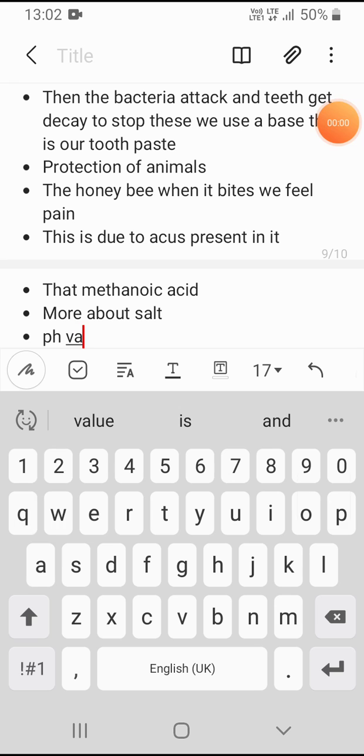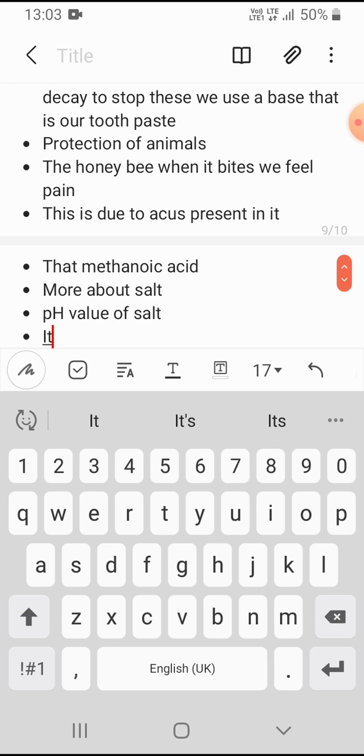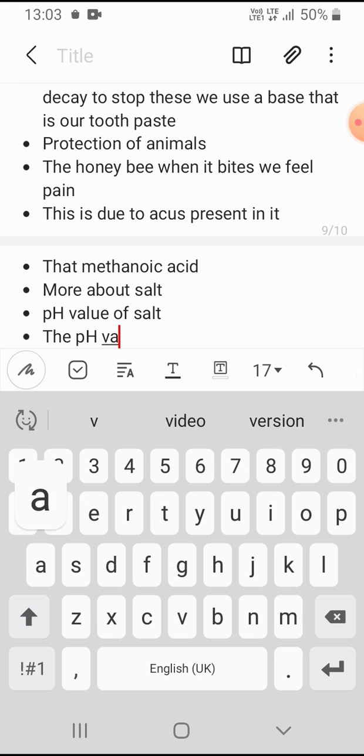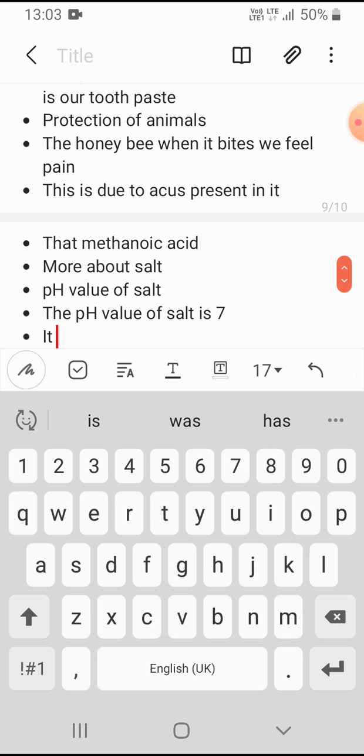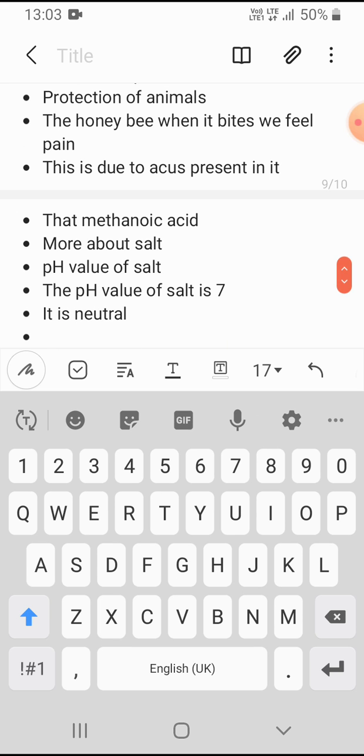pH value of salt. What is the pH value of salt? The pH value of salt is 7, and it is neutral. As I said earlier when telling about pH value, 7 means it is neutral.